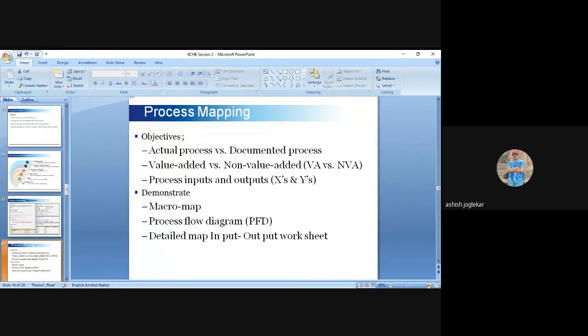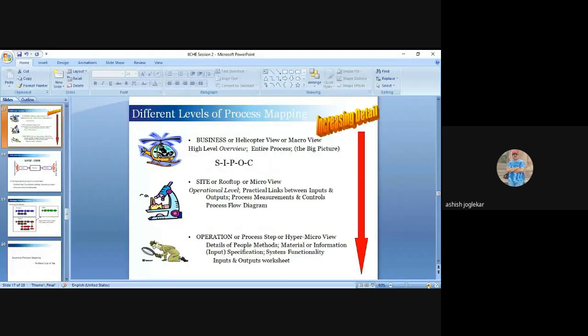Output versus input. So what are the inputs to the process? What is going inside and what is coming out? That you must know. That is the objective of the process map. And we have a process map which is done at a very high level, medium level, and macro level. So that is called the mapping. Second is the process flow diagram, and third is the detailed input output worksheet. So let us go through one by one.